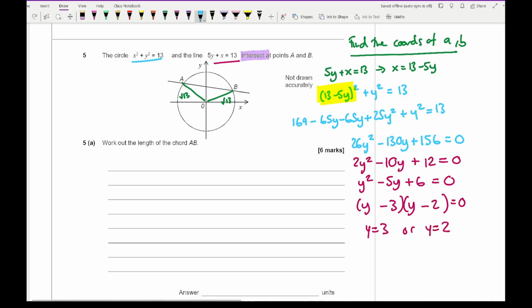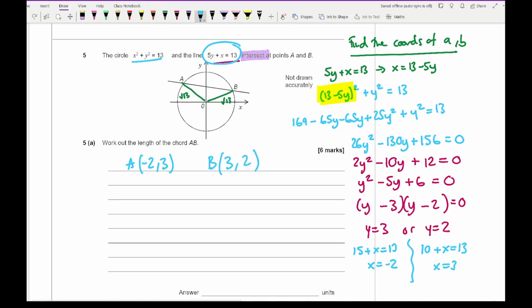Now substitute it back into this formula here. So again, let me just split this up. When y equals 3, I'm going to end up with 15 plus x equals 13, so x equals minus 2. So from this I've got the coordinate of A equals (-2, 3). And when y equals 2, I'm going to end up with 10 plus x equals 13, so x equals 3. So the coordinate for B is going to be (3, 2).